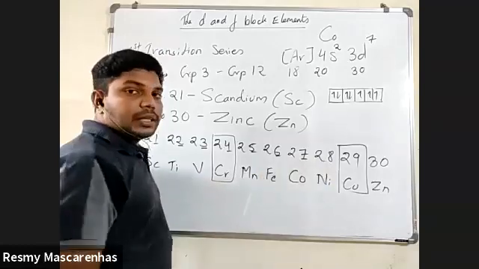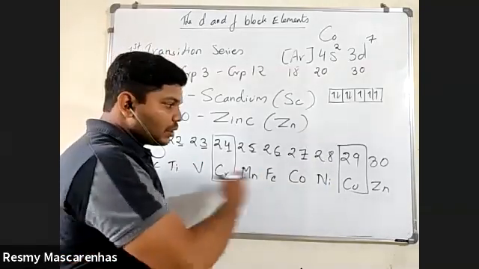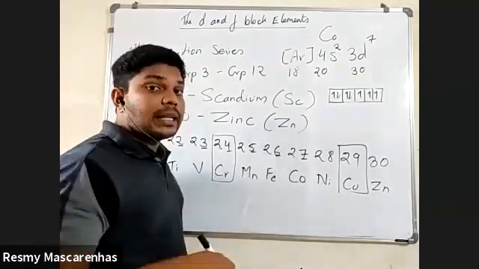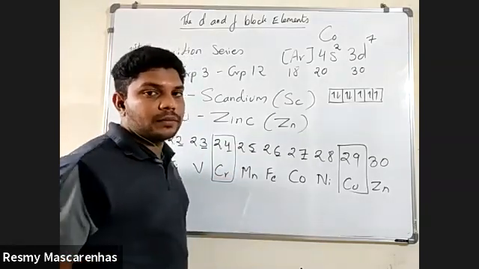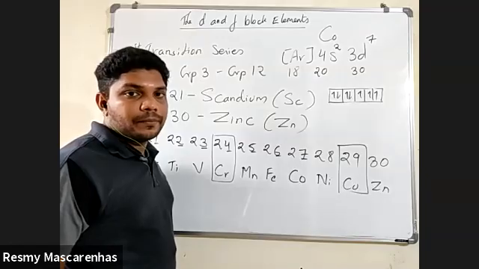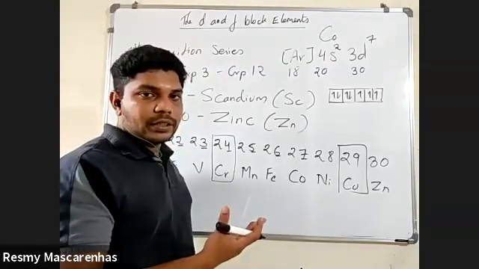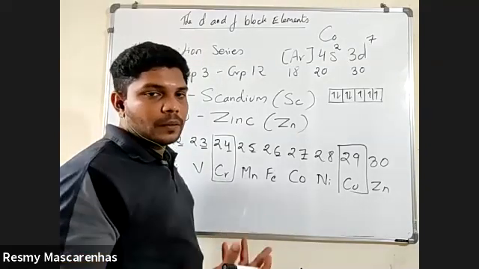Now my question to you is, among these total 10 elements, which is the element having the highest number of unpaired electrons? Do it first. You know how to find out the electronic configuration? Yes or no?